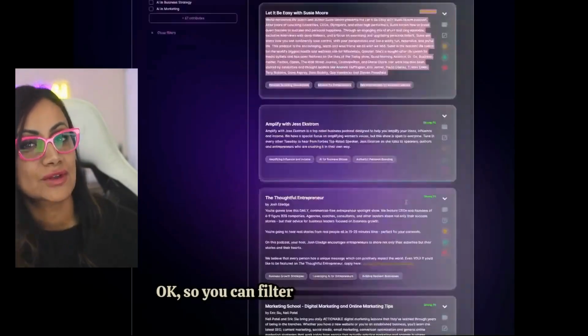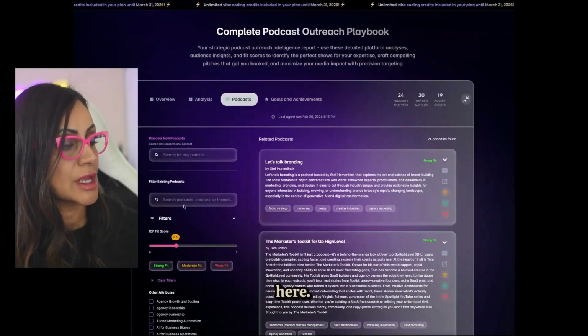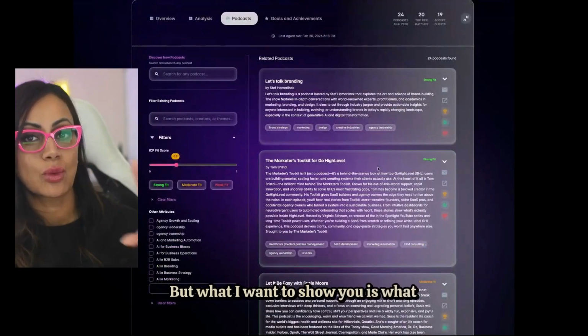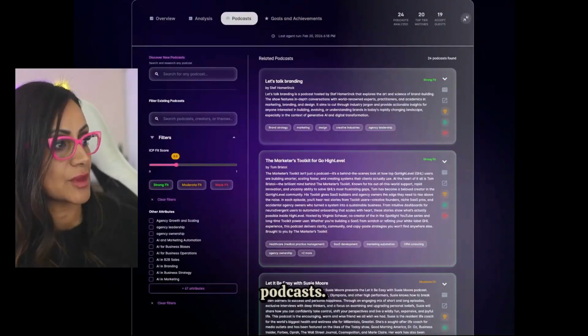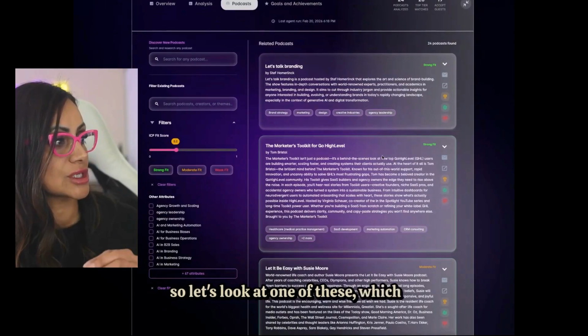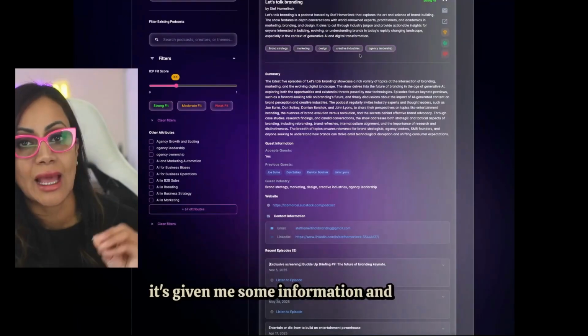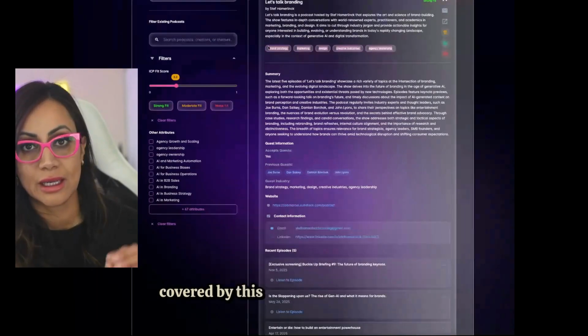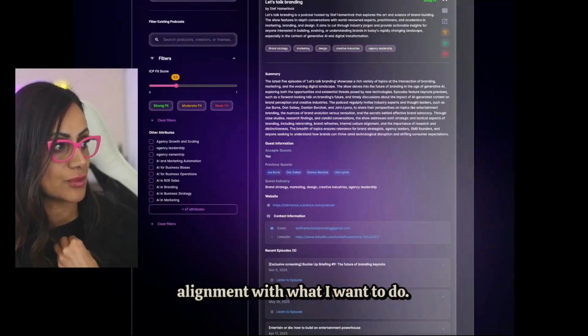Okay, so you can filter through just strong ones. You can filter through a few different things here. But what I want to show you is what kind of detail it finds for you in these podcasts. So let's look at one of these, which is a strong fit. It's given me some information and topics covered by this podcast, which is really important to see if it's actually in alignment with what I want to do.